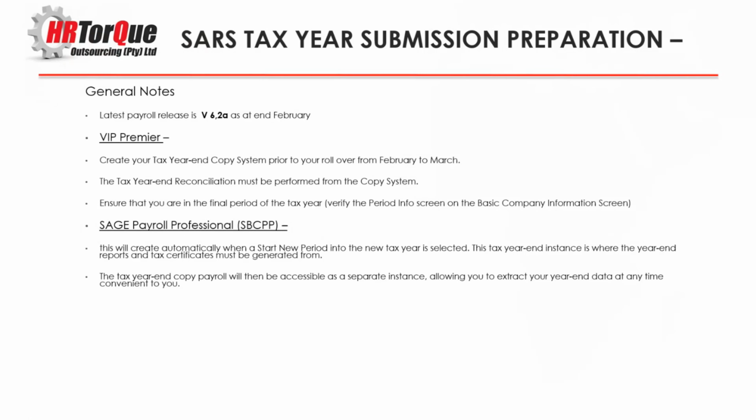The latest version, 6.2a, needs to be installed on your machine as at the end of February. So if you have the VIP Premier, I hope that you've done your installations. If you are on SBCPP, then your software would have been updated already for you. It would all be handled. The steps to follow if you are on Premier is to create your copy system and make sure you're obviously in the final period. With SBCPP, when you roll over your final period, a new instance will automatically get created for you.